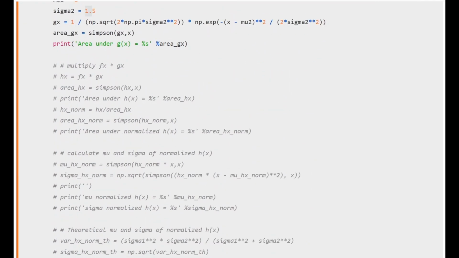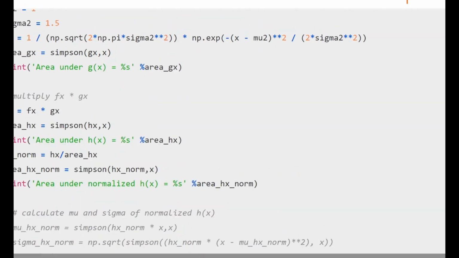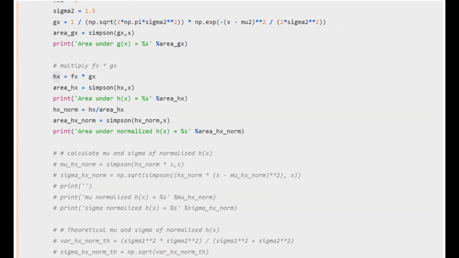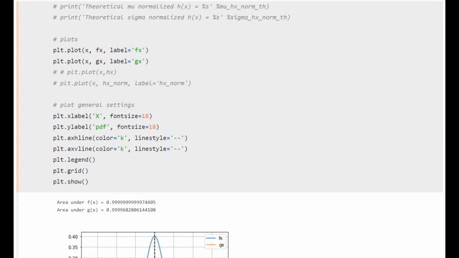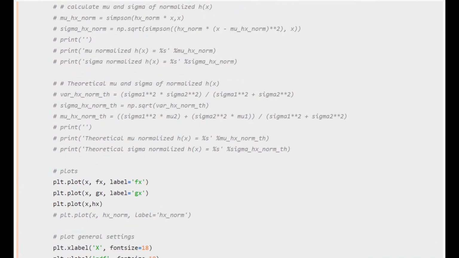Now I'm going to multiply these two functions together in this code. So here is the multiplication, fx into gx, and this will generate a function called hx. Then I'm going to calculate the area under the curve, and you will see something very strange happens here. Let me just first run this code and show it to you. So I need this plot of hx.